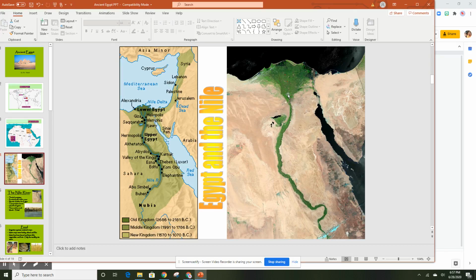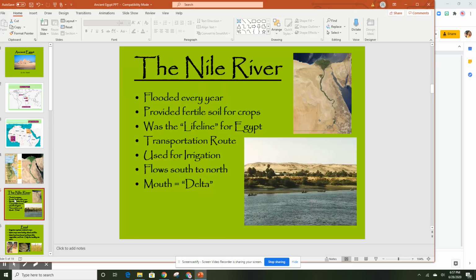When we studied about early civilizations, we learned that it's very important to have a river to have a civilization for farming and for irrigation and for drinking and for raising animals and for transportation. The river is so important to a civilization. So, like in Mesopotamia, when we learned about the Tigris and the Euphrates rivers, Egypt, the ancient civilization survived because of the Nile River. Let's take a look.